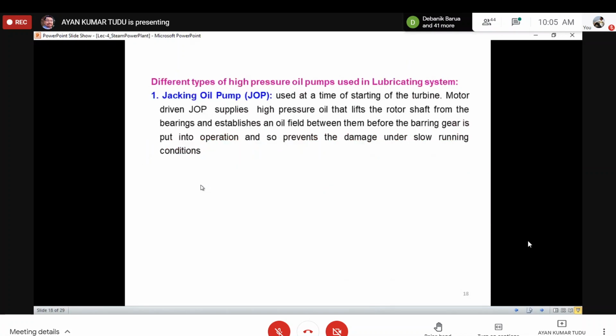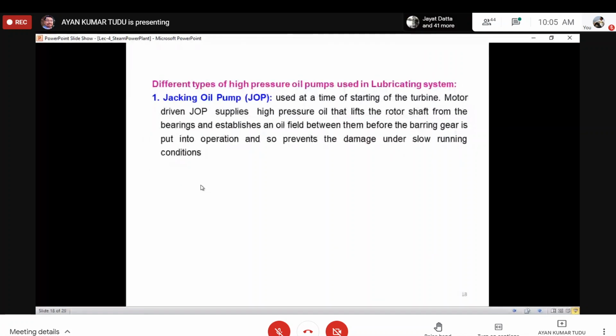Number one is our jacking oil pump. The jacking oil pump, as you can see, is used at the time of starting of the turbine. When the turbine starts, at that time this JOP is required. The JOP, which is motor driven, supplies high pressure oil that lifts the rotor shaft from the bearings and establishes an oil film between the rotor shaft and the bearing, before the bearing gear is put into operation.